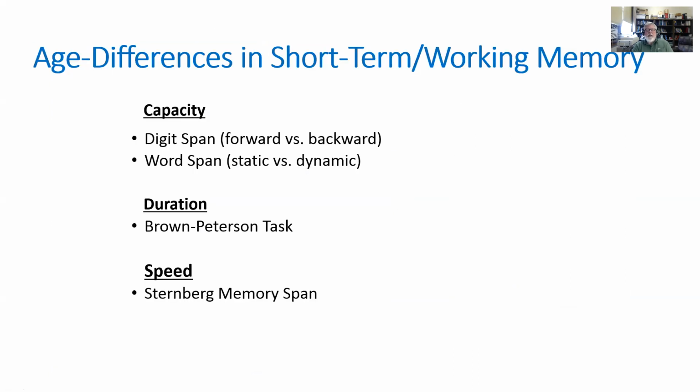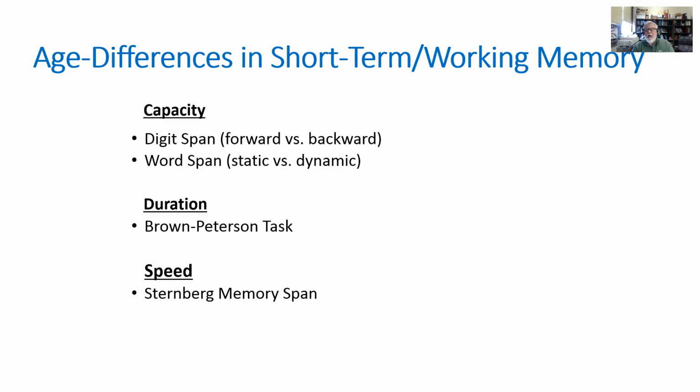So that brings us now to a consideration of age differences in short-term memory, or what we call in more modern parlance, working memory. And we're going to look at three aspects or three dimensions of short-term memory. We're going to look at its capacity. Gee, how many items can it hold? And then we're going to look at its duration.